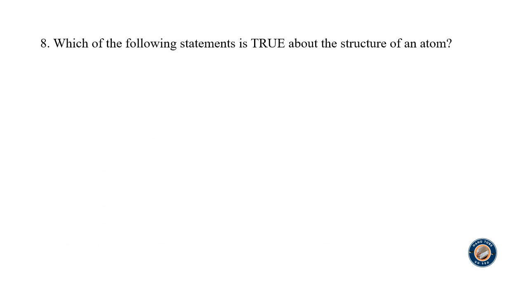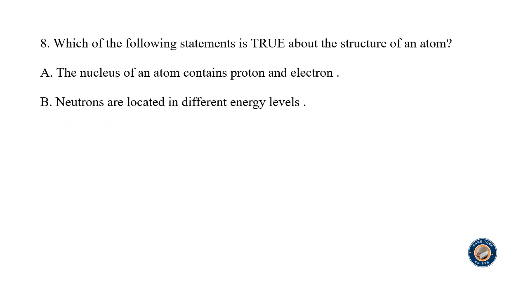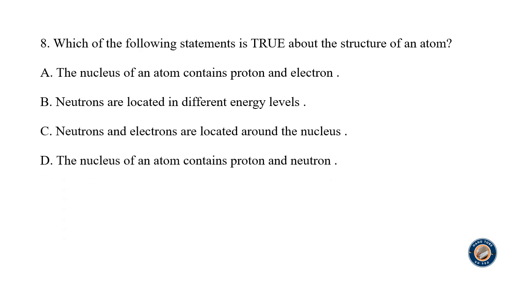Question number 8. Which of the following statements is true about the structure of an atom? A. The nucleus of an atom contains proton and electron. B. Neutrons are located in different energy levels. C. Neutrons and electrons are located around the nucleus. D. The nucleus of an atom contains proton and neutron.